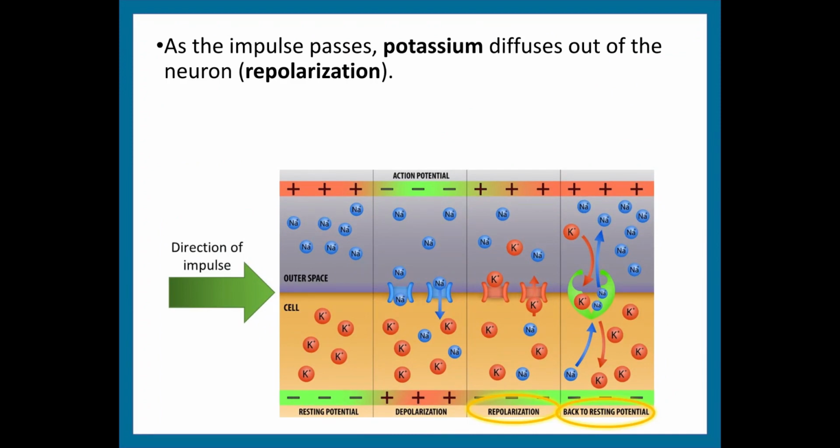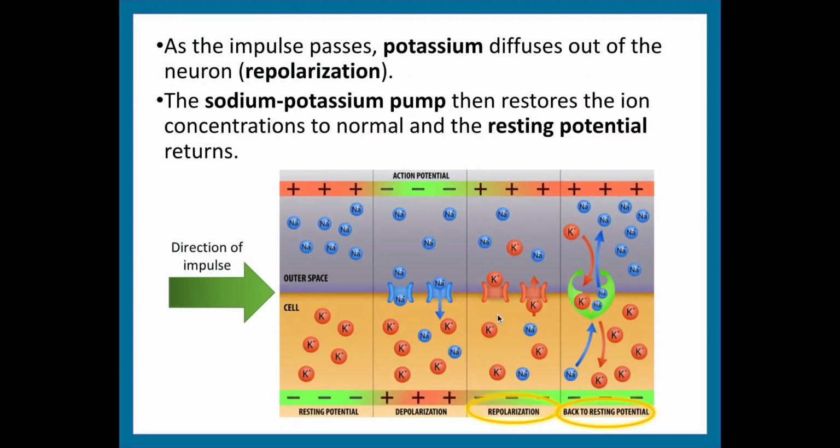So as the impulse passes, potassium, that's K+, diffuses out of the neuron. So you can see this K+ is moving out. And this is repolarization. The sodium-potassium pump, that's this red pump right here, restores the ion concentrations to normal, and that returns the resting potential.